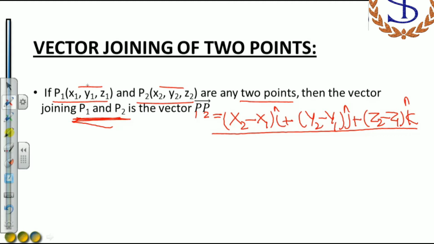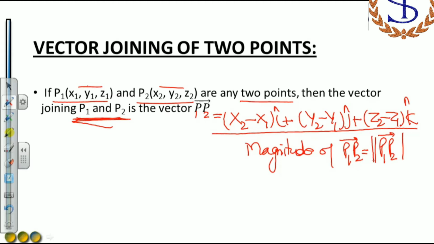Now if the vector is this, what is the magnitude of this vector? How can you find the magnitude? Is there any way to find the magnitude of this P1P2 vector? Yes, the representation of magnitude is like this: P1P2 vector written between two vertical lines. This is the representation of a magnitude. So how can you find this magnitude? Is there any formula?